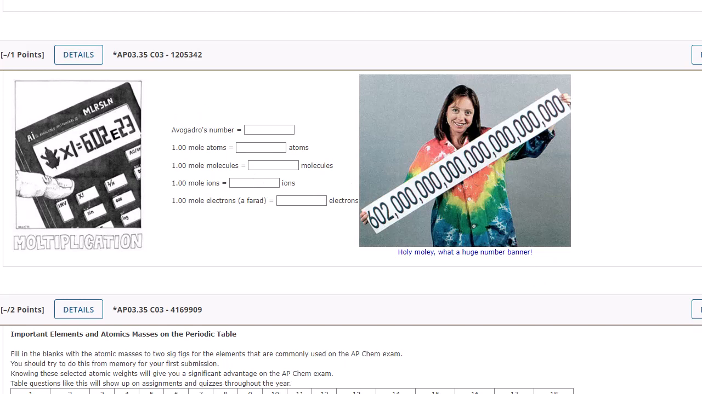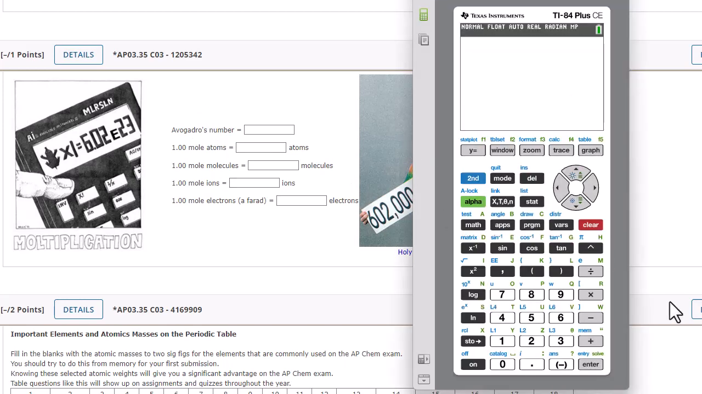Let me pull up the calculator. And here's how I type it in. I'll put in the 6.02, won't need more than 3 significant digits, and times 10 to, of course, is a second function, E factor, and then 23. And then you've got it. That's the number. You could enter it, and there it is.